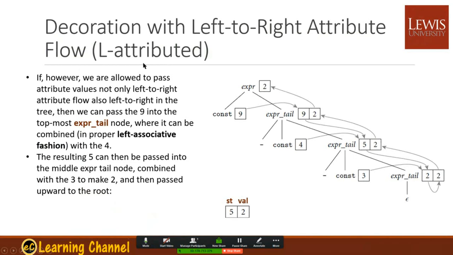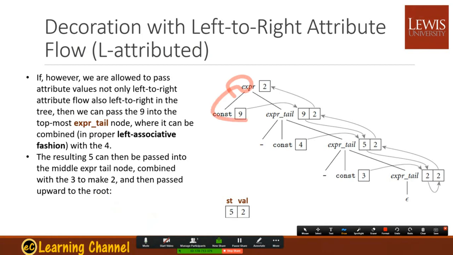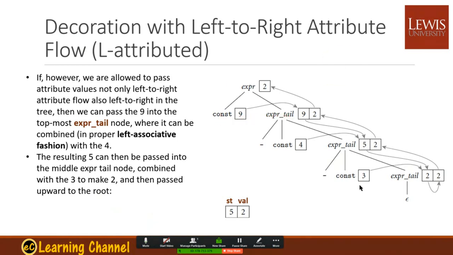And here we use the L attribute. With the L attribute, we pass the attribute from the elder sibling or the parent to a certain node. This L attribute is drawn aside, and the S attribute is like this, and this L is like this.